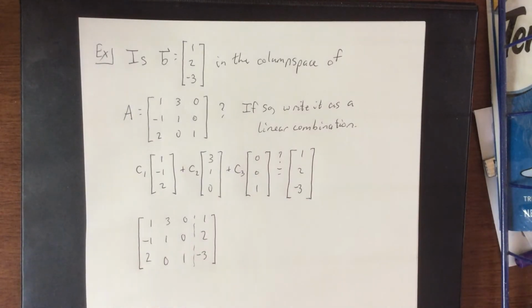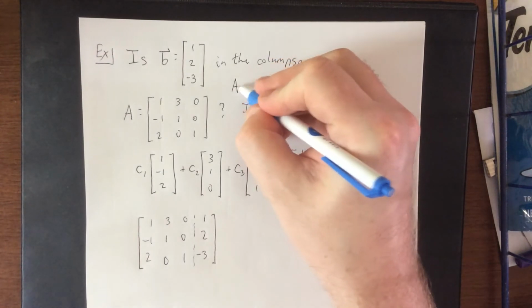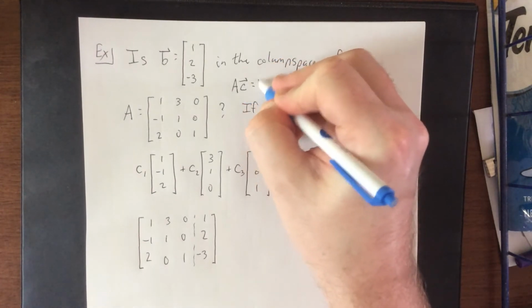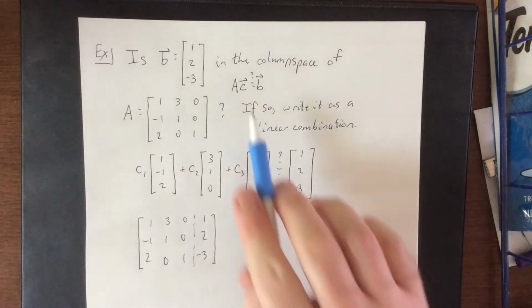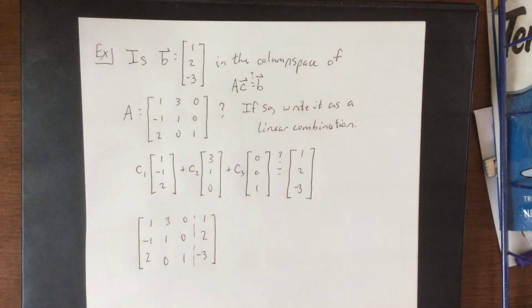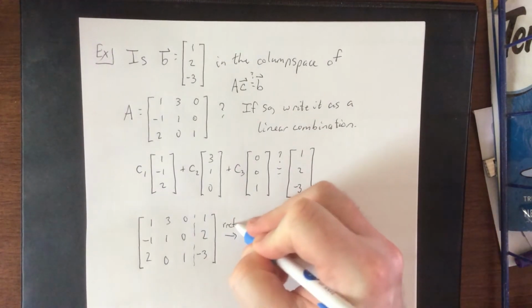So in this regard, what we have set up is: is it true that we can express A times c as being equal to b, where c would be the column matrix of c1, c2, and c3? Now, in order to solve this mystery, we'll need to take this down to reduced row echelon form.